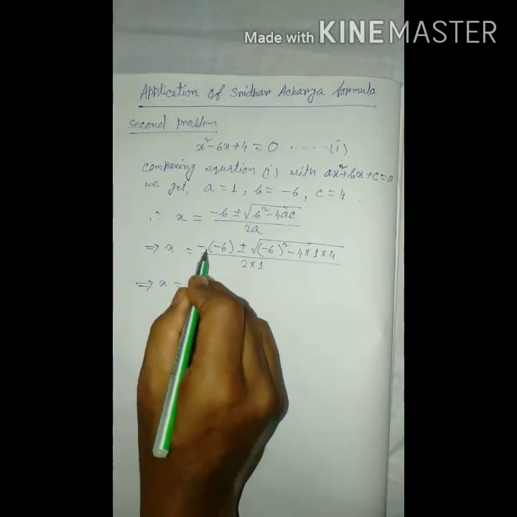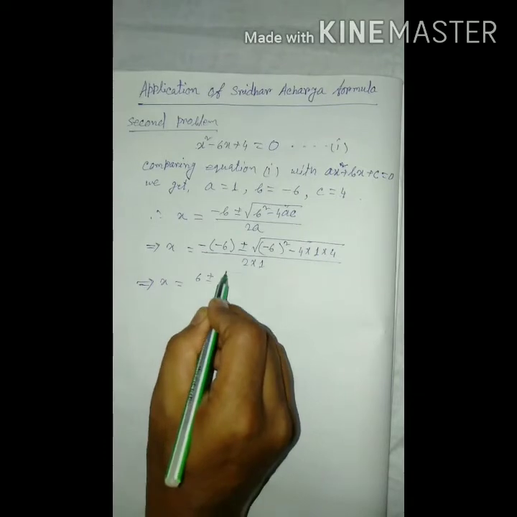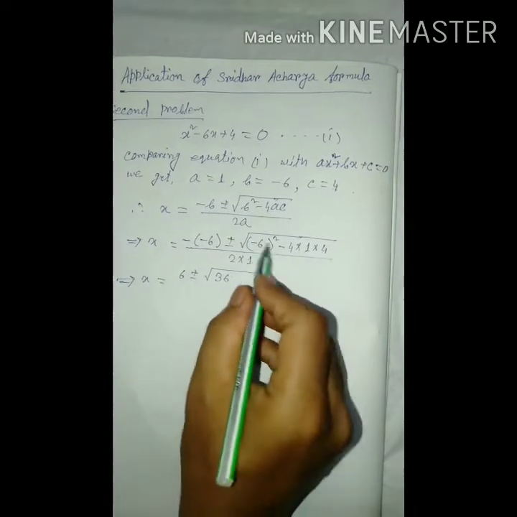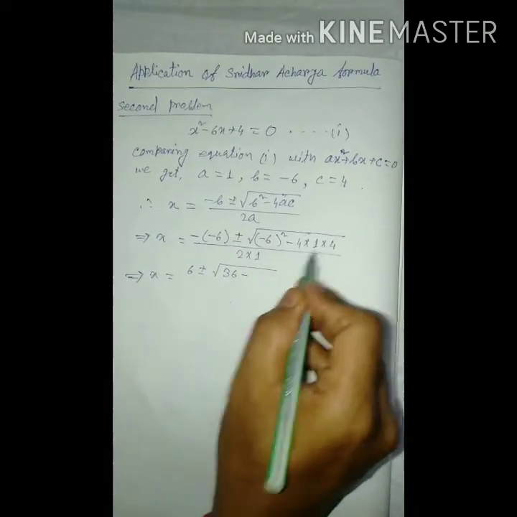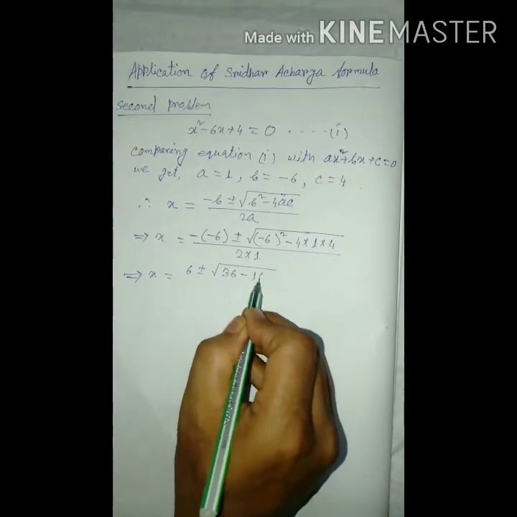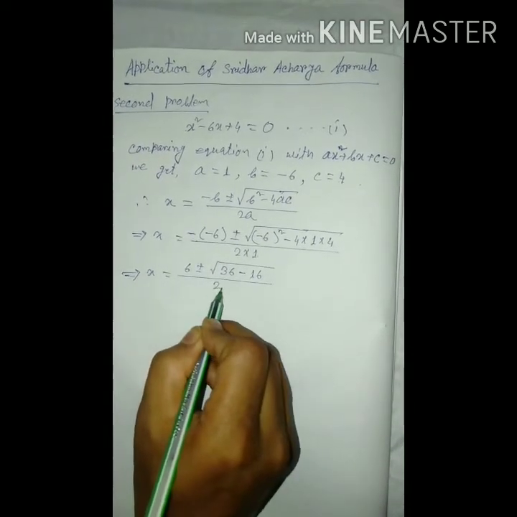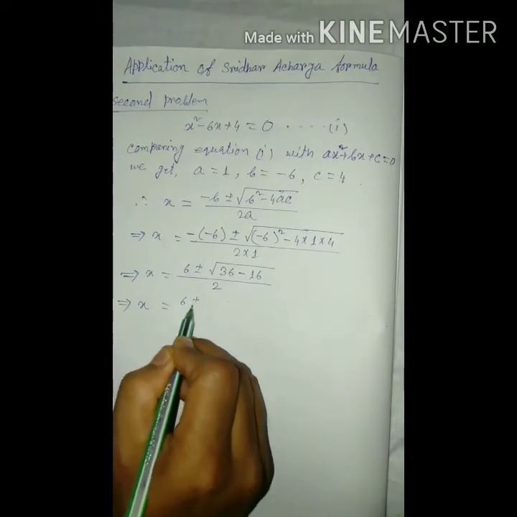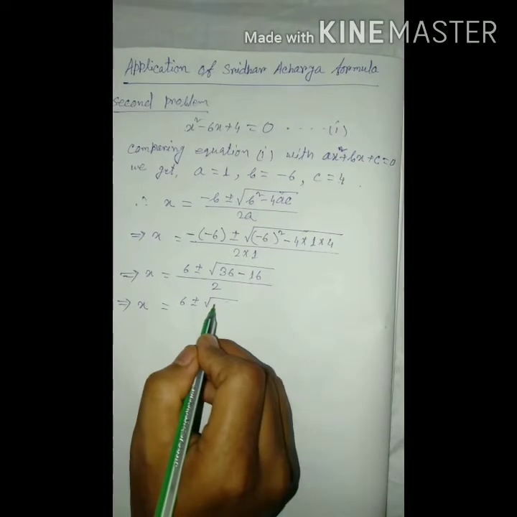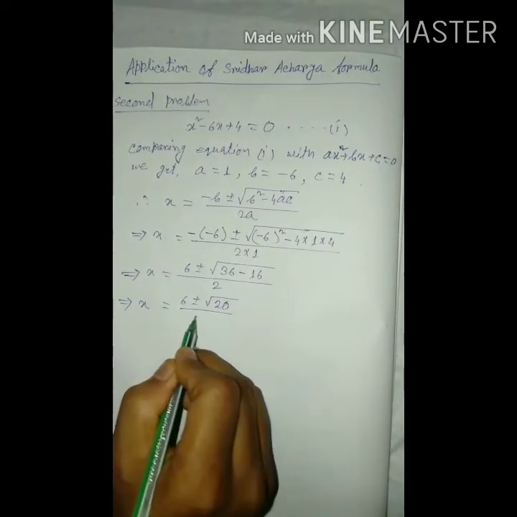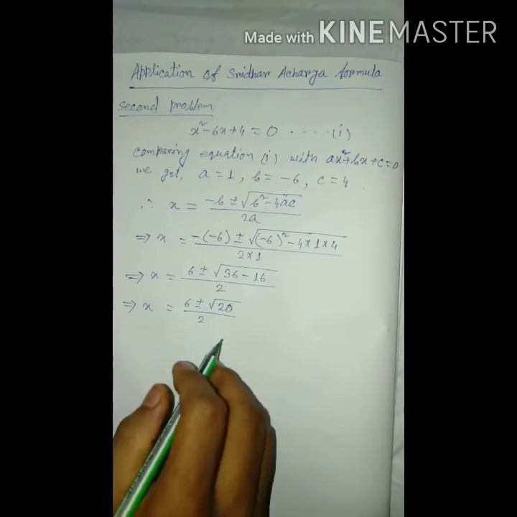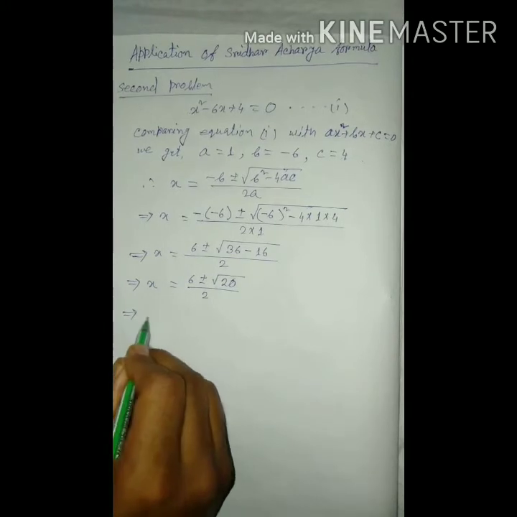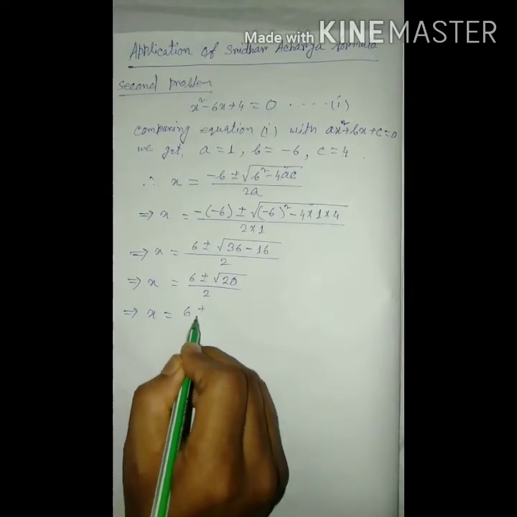X is equal to minus into minus plus, plus minus root whole square of minus 6 is plus 36, minus 4 into 4, 16 into 1, 16, by 2 into 1, 2. X is equal to 6 plus minus root 20 by 2. X is equal to 6 plus minus.